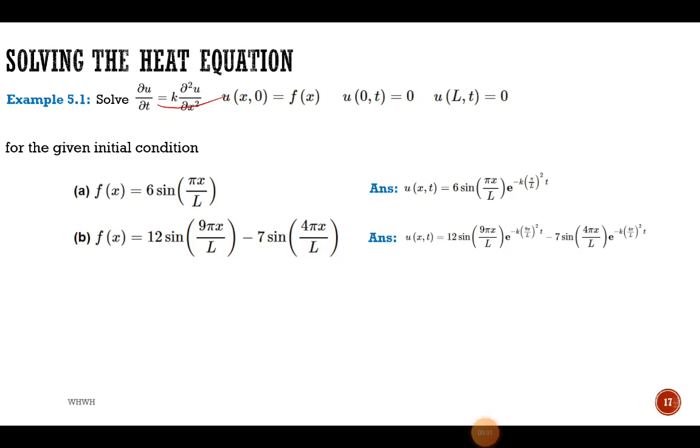Okay class, tadi kita dah solve example 5. Now we have example 5.1. Example 5.1 ni kalau tengok, kenapa dia jadi 5.1 ni? Okay, if you look at the question, it still solve the same thing.